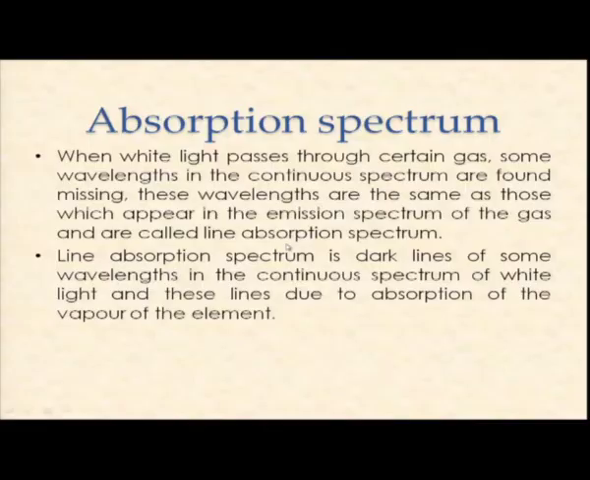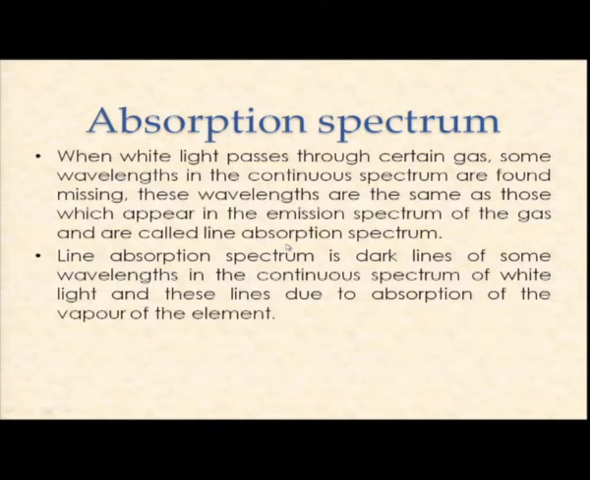This is how emission spectrum can be learnt. Coming to the absorption spectrum, when light passes through certain gas or some material, some wavelengths in the continuous spectrum are found missing. These wavelengths are the same as those which appear in the emission spectrum of the gas and are called line absorption spectrum.